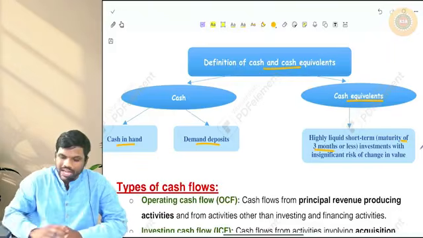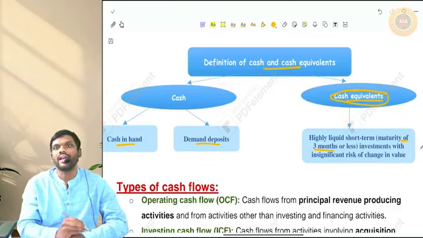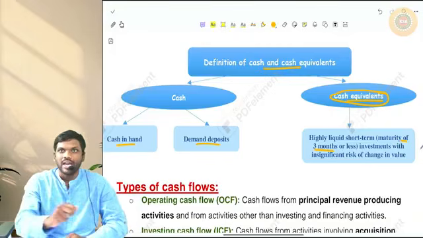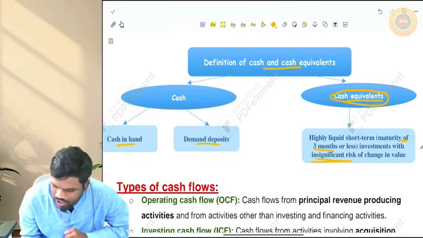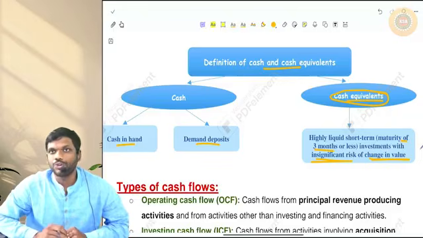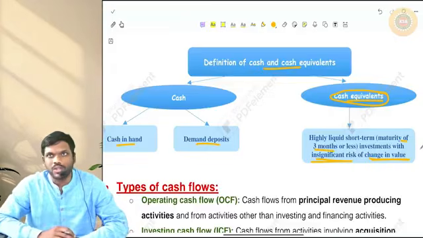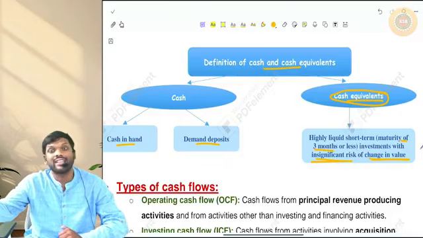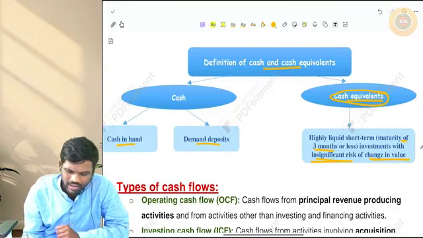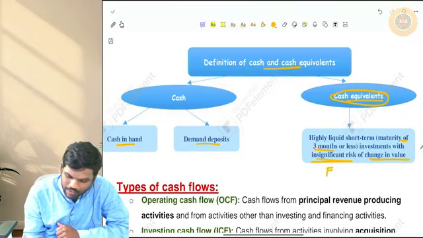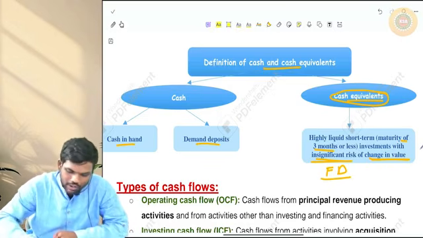If a particular investment satisfies all these criteria, then it will be considered as a cash equivalent and it will be taken as a part of cash and cash equivalents. It should be highly liquid. It should be a short-term one. Short-term means 3 months with insignificant risk of change in value. This is something which you should understand while defining a cash equivalent. So if you take cash in hand, add demand deposits with the bank, add any other investments satisfying the definition of cash equivalent, the total becomes cash and cash equivalent. Generally, the best example of cash equivalent will be a fixed deposit which has a shorter maturity period of 3 months or less. So this is the definition of cash and cash equivalent.